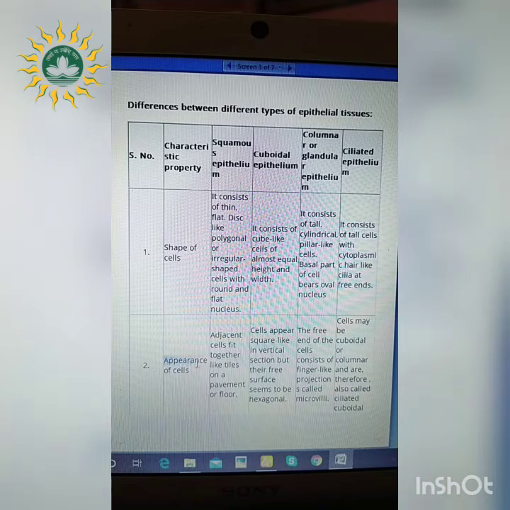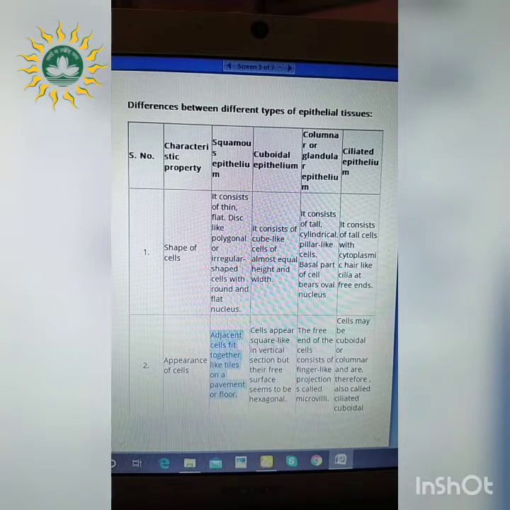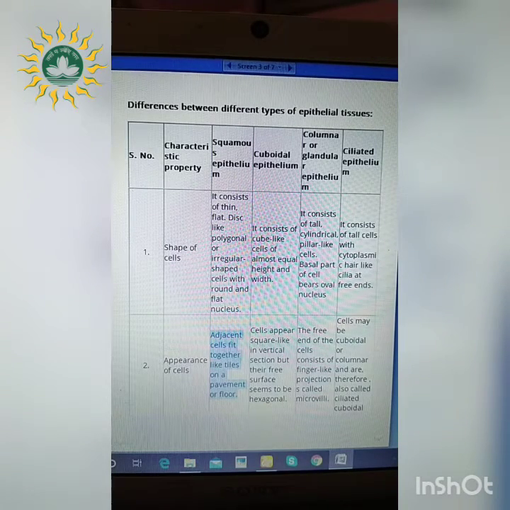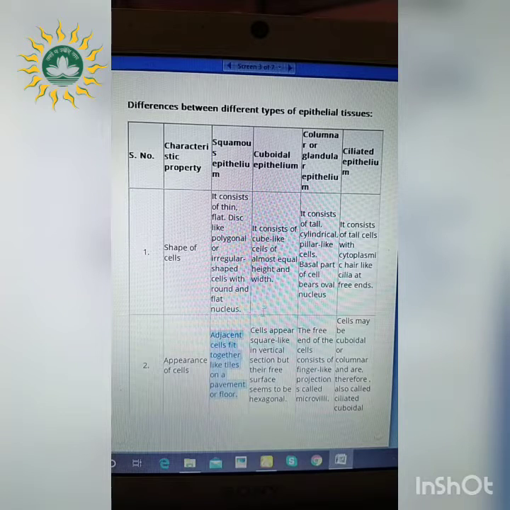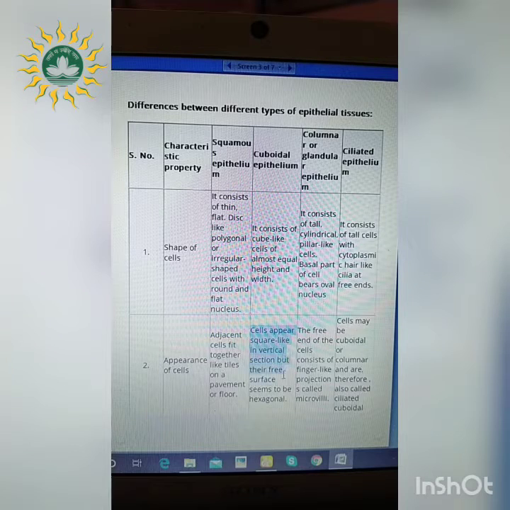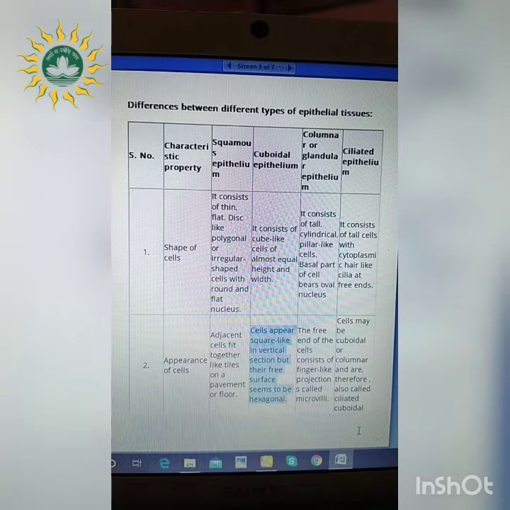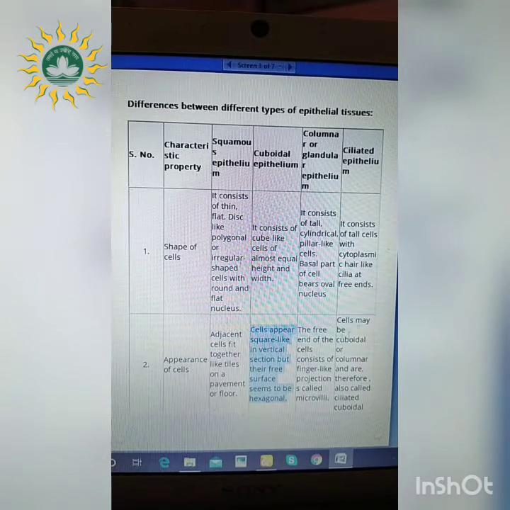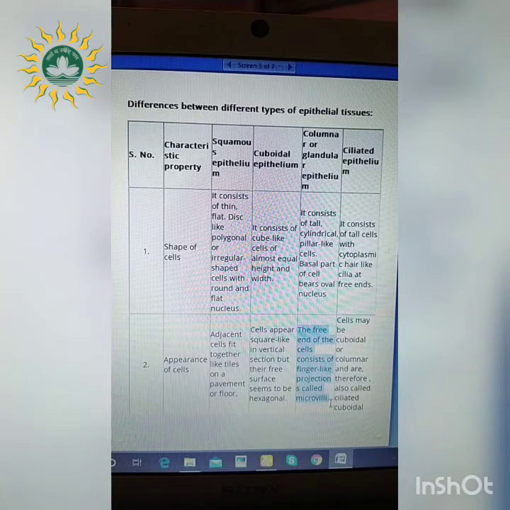The next characteristic property: appearance of cells. Firstly, squamous epithelium: the adjacent cells fit together like tiles on a pavement or floor. That means they are present side by side to each other and, more importantly, have no intercellular spaces in between them. In the cuboidal epithelium, the cells appear square-like in vertical section, but their free surface seems to be hexagonal. Why the hexagonal appearance? Because the cells we have studied previously are tube-like. The free end of the cells in the columnar or glandular epithelium consists of finger-like projections called microvilli.